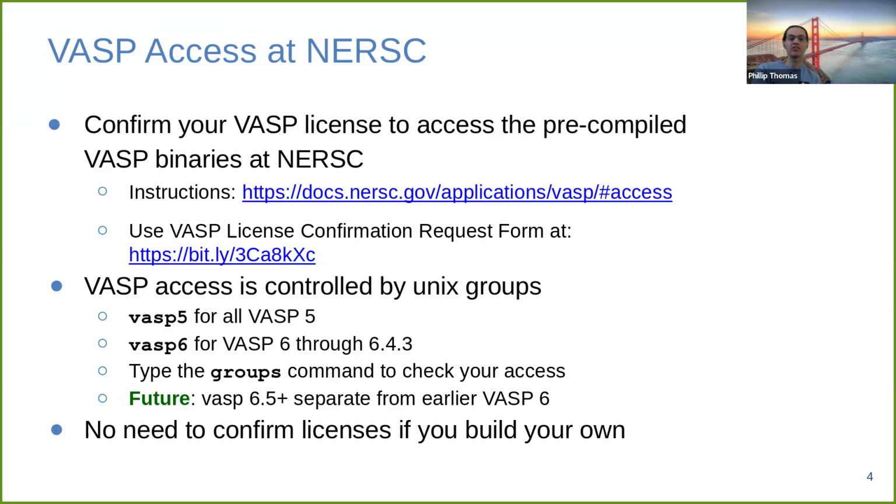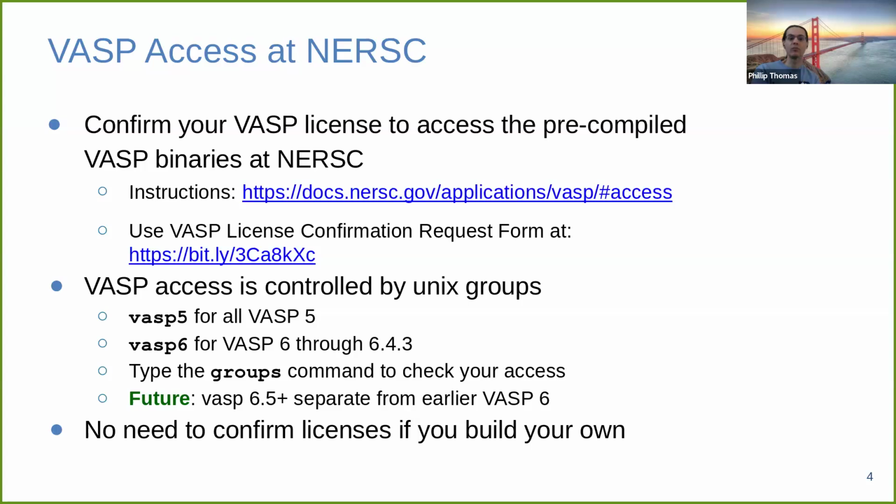So to get access to VASP, initially, there's a short process. The first thing is you need to either own a VASP license or be registered on an existing VASP license, which usually means your PI or your group lead. And once you've been registered on a license, you'll fill out the VASP license confirmation form that is at the NERSC ServiceNow website.